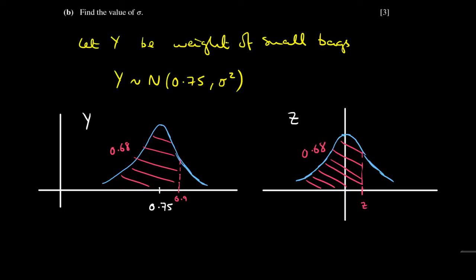So what I'm trying to say is, on the Y distribution, 0.9 is going to correspond to whatever this value is on the Z distribution. They are related through the conversion Z equals X, or in this case Y, minus mu upon sigma. So we go from this distribution to that distribution through this link, which means this value corresponds to that value. So we want to find the Z value that has a probability of 0.68.